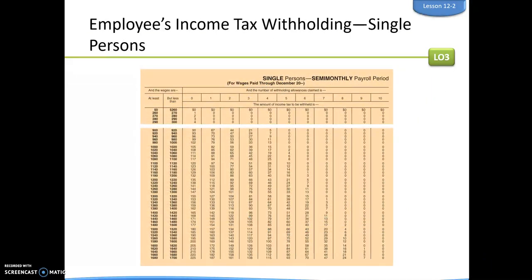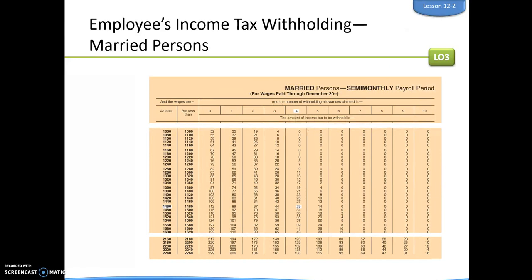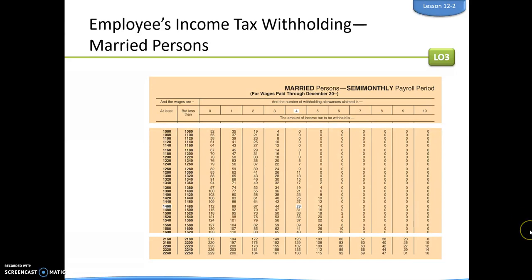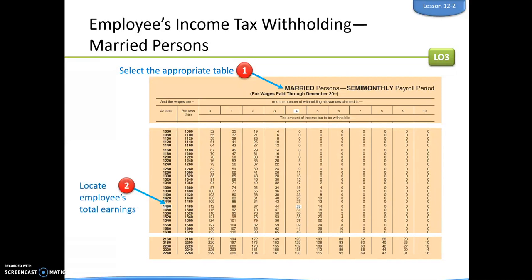This is the employee's income tax withholding chart for single people. This is the employee's income tax withholding chart for married people. You need to select the appropriate table, whether it be single or married. You locate the employee's earnings for that pay period and the number of allowances, and where those two intersect is the amount of the withholding.